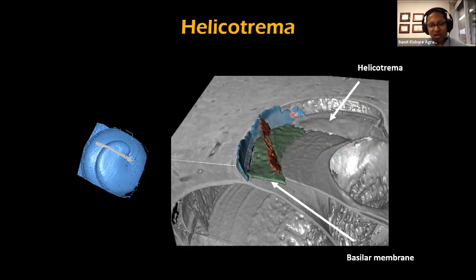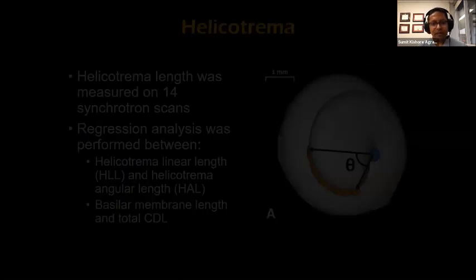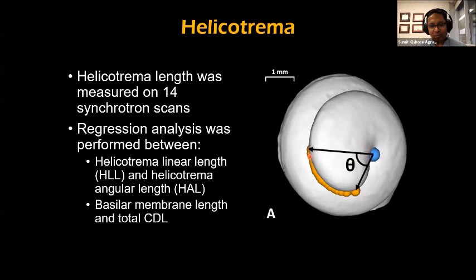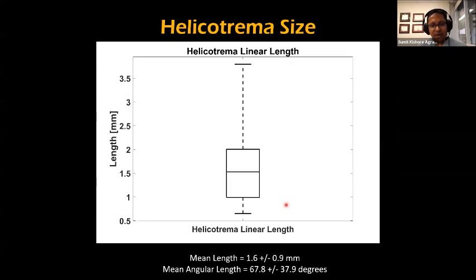And this area should not be included when we're measuring the length of the cochlear duct, because there's no basilar membrane there. So when we took all of the measurements, we were able to take both the linear length of the Helicotrema as well as the angular length. And we calculated this across all of our different specimens. And what we found is that it had a mean length of about 1.6 millimeters and a mean angular length of almost 70 degrees. So that's the part of the tip that does not house any basilar membrane and shouldn't be used in frequency mapping.